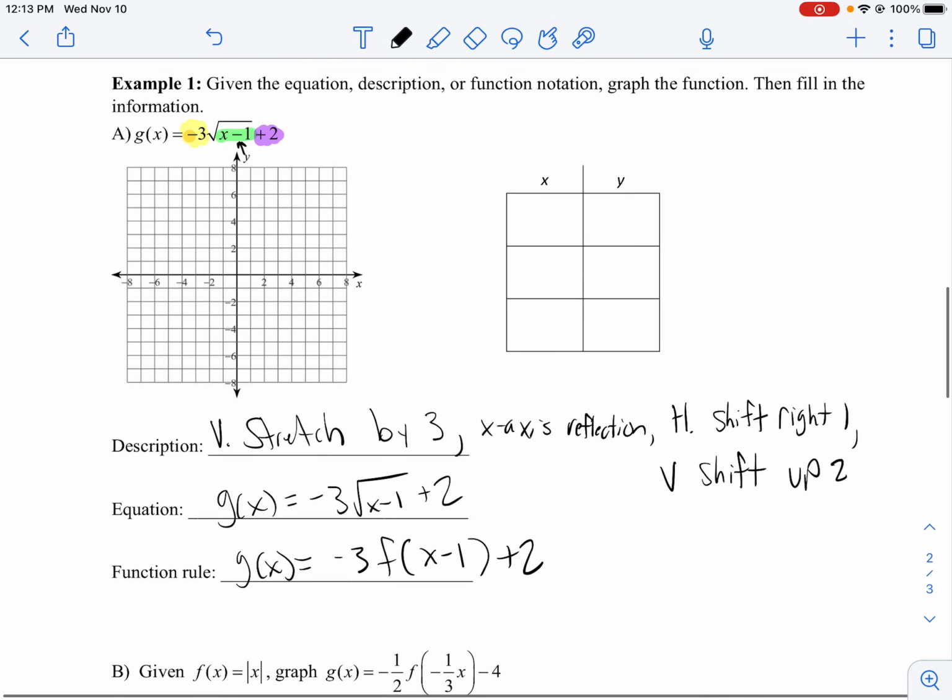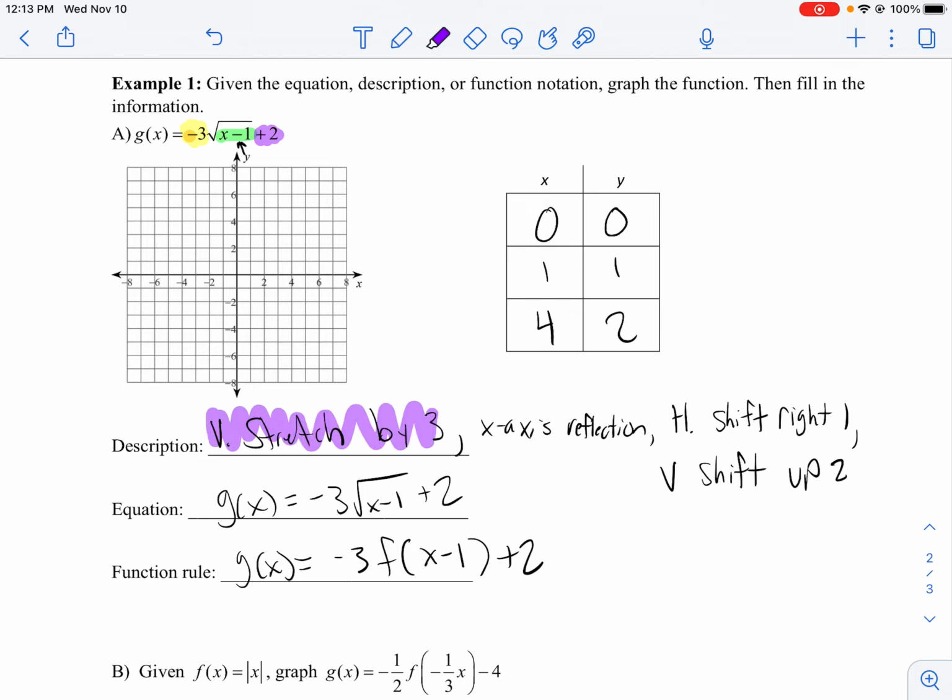So now let's actually get our table going. Square root. Remember, for square root, the parent function is 0, 1, 4 for the x values and 0, 1, 2 for the y values. And then we just put it in. Remember, you're doing any kind of multiplication first. So your stretch and reflection, you jot those down first. Vertical stretch by 3, meaning you're multiplying by 3.